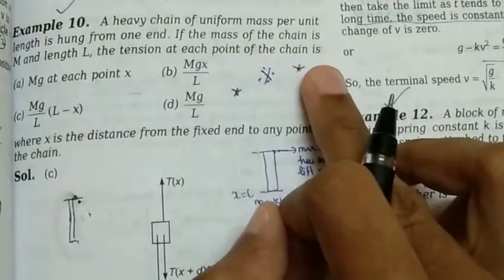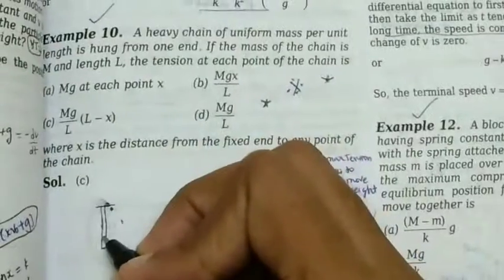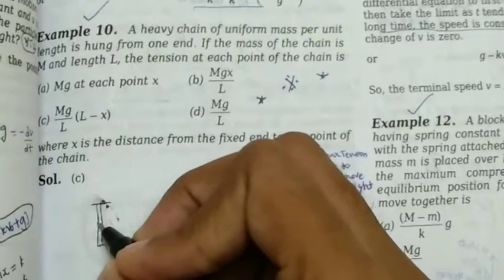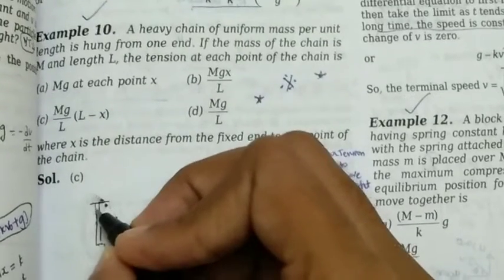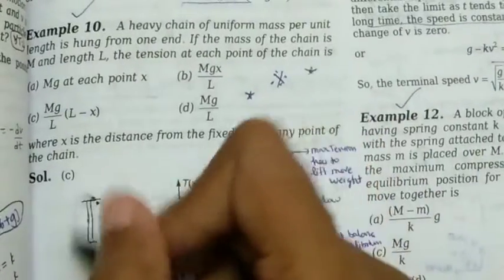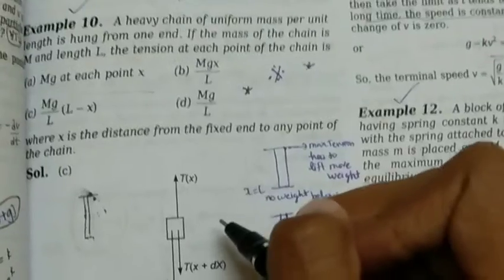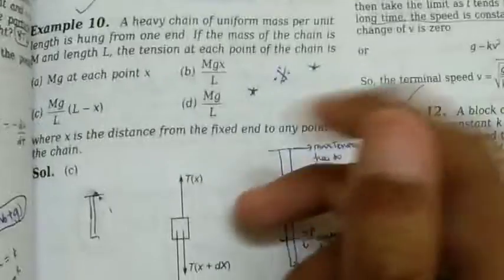So now what we have to find out is what could be the tension at each point. That is, at this point what is the tension of the chain, and at this point what is the tension of the chain, and at this point and at this point what is the tension acting on this chain. That is, at different points what could be the tension. Formula for the tension, that one we need to derive.